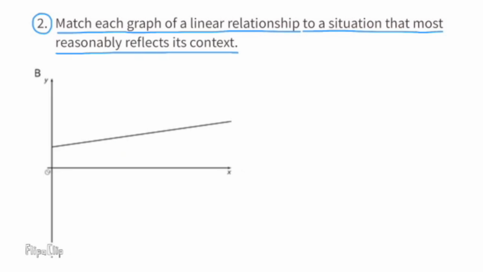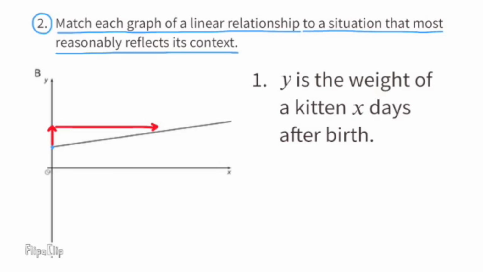Here's a look at graph B. The y-intercept is positive, and it has a positive slope with a positive rise over a positive run. I'll match graph B with situation 1. y is the weight of a kitten x days after birth. The y-intercept represents the kitten's weight at birth, and the slope of the line represents the weight of the kitten gradually increasing as the days go by.